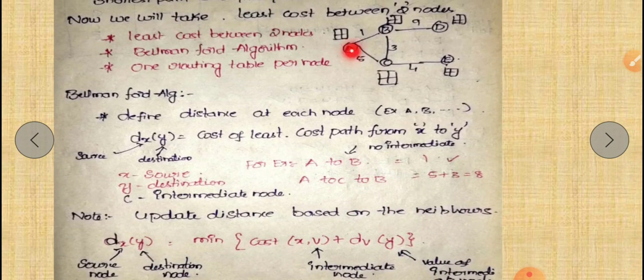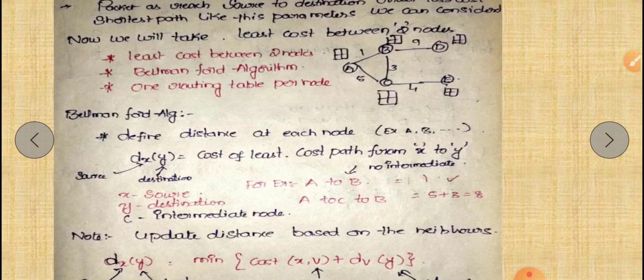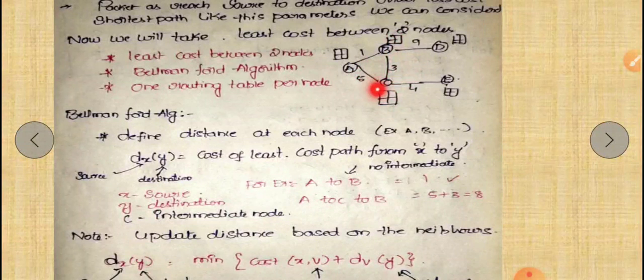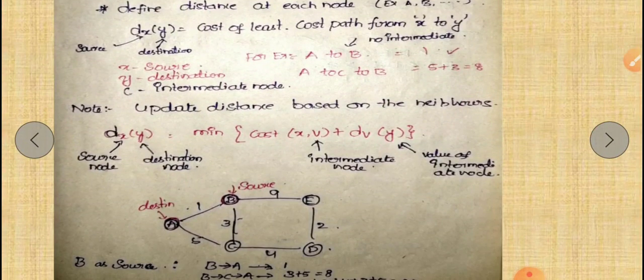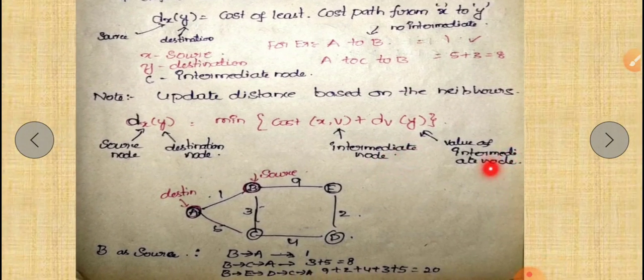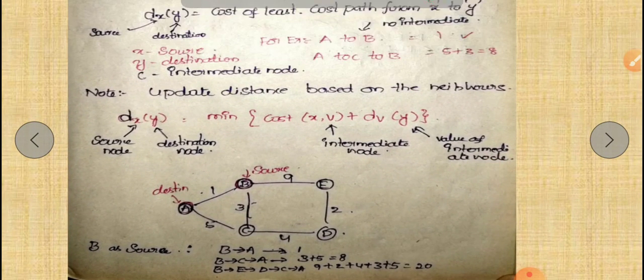For example, I told you A to B: A is the source, B is the destination. The cost for A to B is 1. One more route is also present, A to C and C to B. What is the cost? 5 plus 3, which is 8. So here the intermediate router is C to reach the destination B. That is the v here, the intermediate node. So dv(y) is the value of the intermediate node.